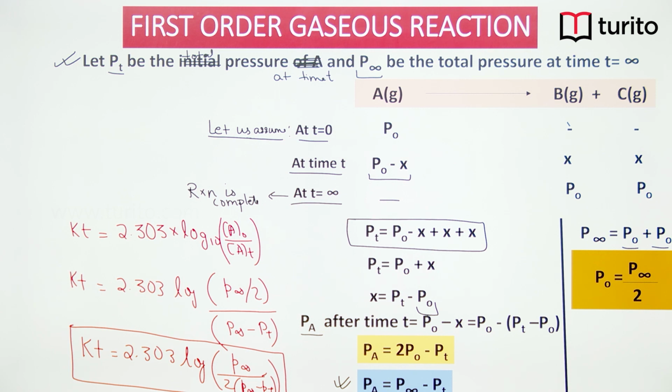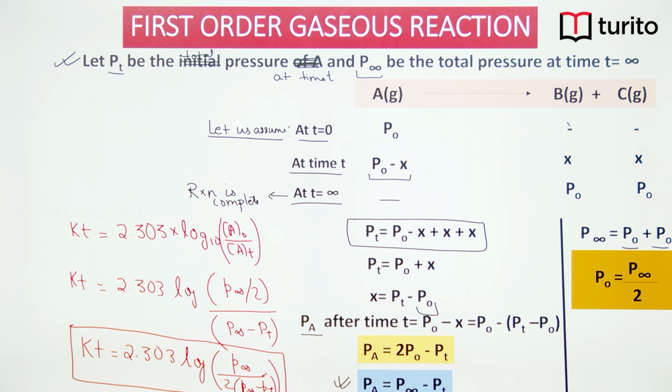Now the total pressure at time t will be equal to the partial pressure of A plus partial pressure of B plus partial pressure of C, because all three are gaseous components present at time t. So we are going to get the value of x as Pt minus P naught. We know that after time t the pressure of A is P naught minus x. We can put the value of x as Pt minus P naught, and we'll get Pa as 2 P naught minus Pt.